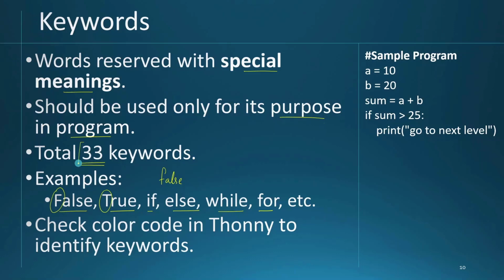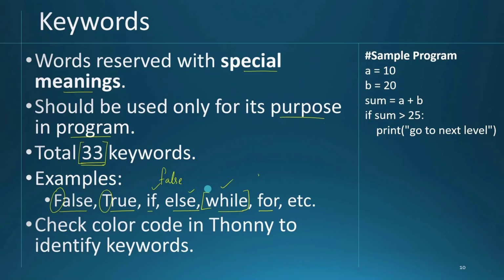Now, to remember all the 33 keywords is sometimes difficult, so there is another way. You can check the color code in Thonny to identify the keywords, because you know that if, else and while are keywords for sure. So if you write another word called return, and you are not sure whether return is a keyword or not, just check the color that the IDE has given for while and return.